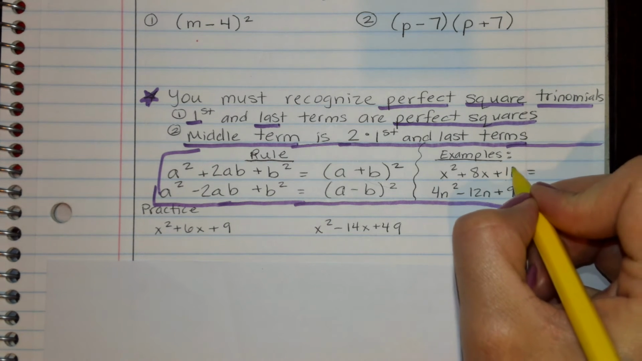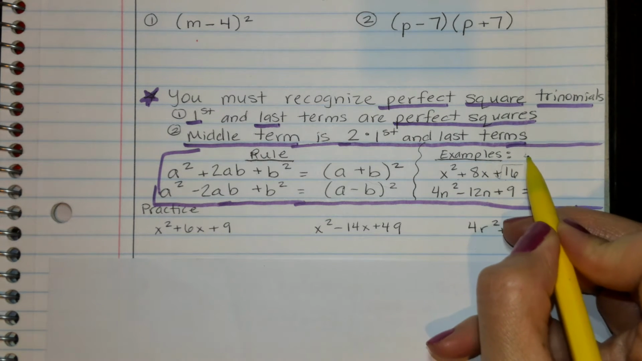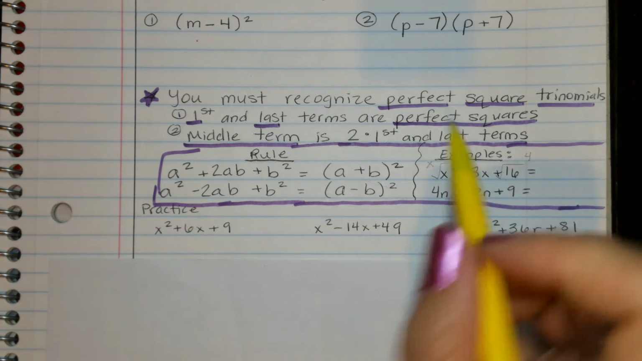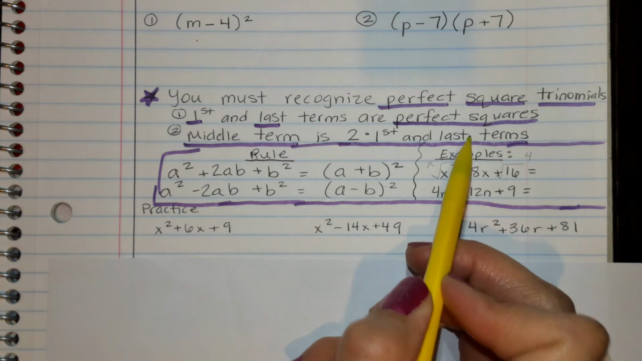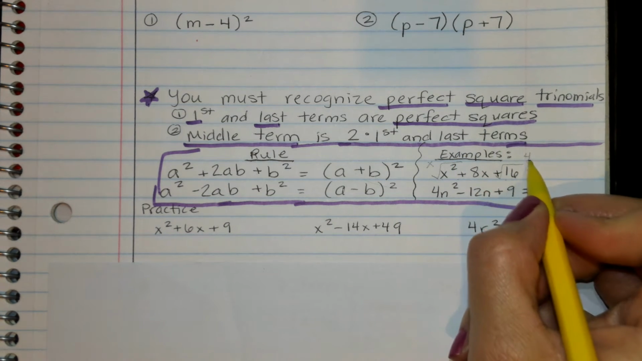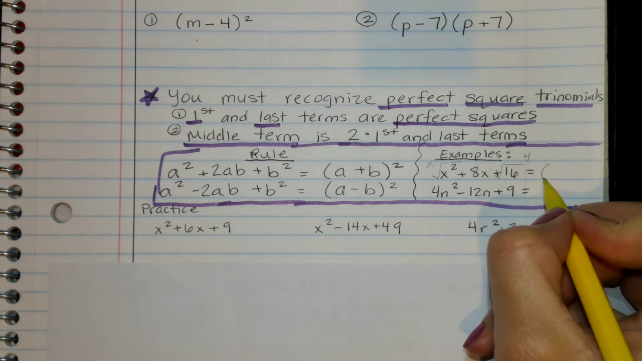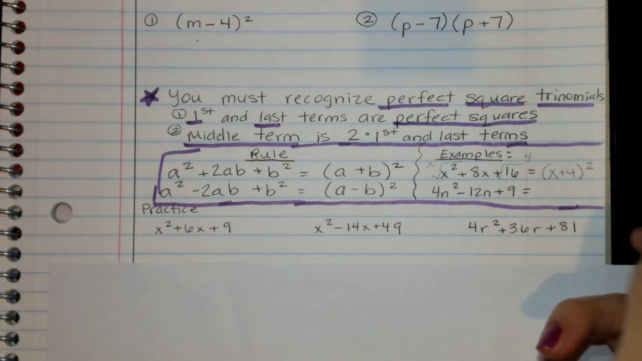So what I usually do, write that down first, and then I just square root, and I write the square root is 4, and the square root of x squared is x. To check the middle term, it should be 2 times the first and last terms. So it'd be 2 times x times 4. So that would be 2 times 4 is 8x, and that is the middle term, x plus 4 squared.